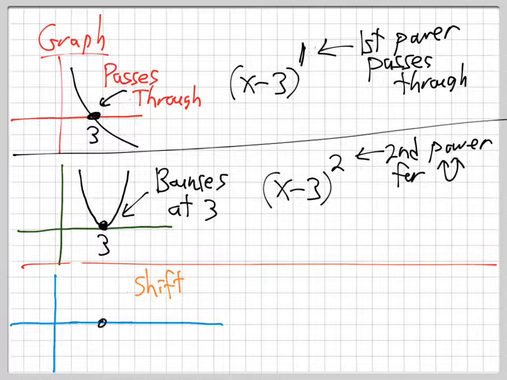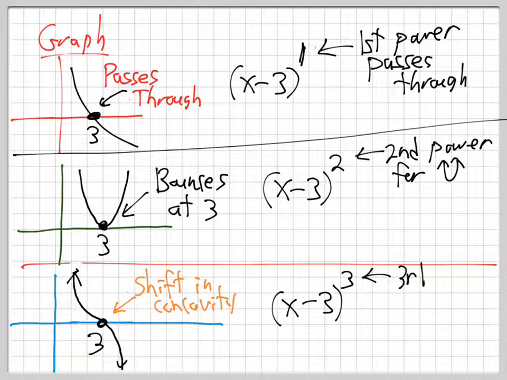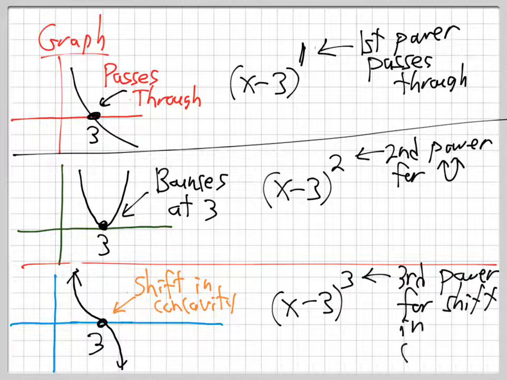Let me draw it again. So it's coming down, and then it goes like that. So that's a shift in concavity. I'm not going to quiz you on that name or anything. But what that means is it's going to be third power. It's third power for a shift in concavity. See how, compare it to number 1, first case.